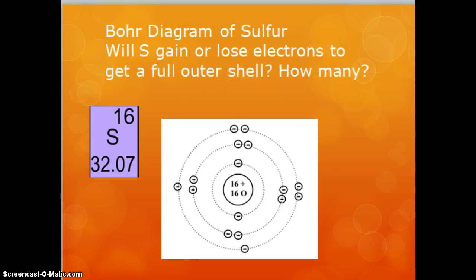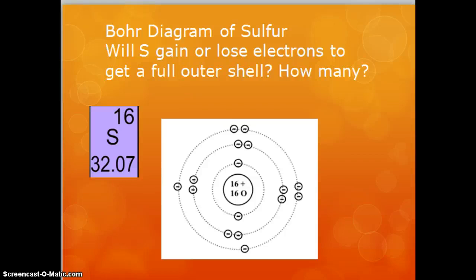All right, so our Bohr diagram of sulfur. So just another example, 16 pluses, what does that stand for? 16 protons. 16 zeros, what does that stand for? 16 neutrons, and of course, 16 negative electrons, all in the orbital. So let's get to the main idea of this. Bohr diagram of sulfur, will sulfur gain or lose electrons to get a full outer shell?